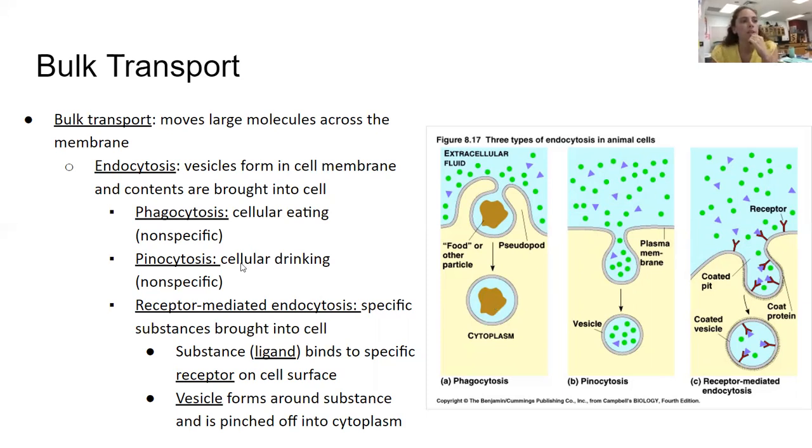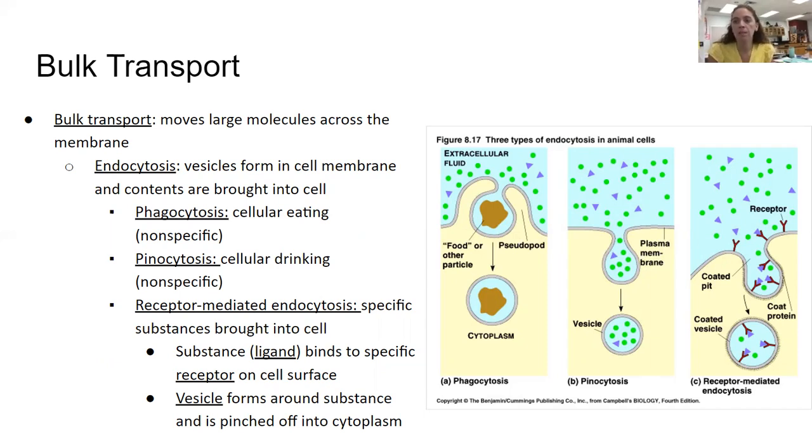We also have pinocytosis, which is called cellular drinking, in which they can bring in either large quantities of a liquid or large quantities of a small solute. Similar process in which there is a vesicle formed by the pinching in of the membrane. These two, phagocytosis and pinocytosis, are non-specific. They'll bring in any type of particle. The third type is receptor-mediated endocytosis, which brings in specific substances.